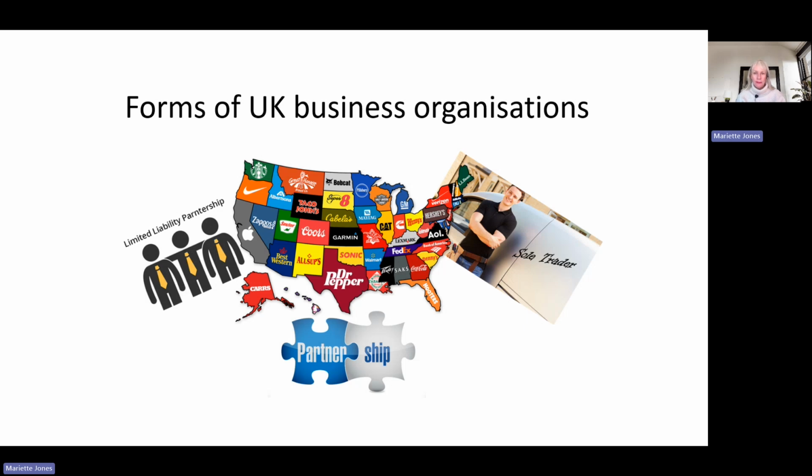By the end, you should have a clear understanding of the various different kinds of business organizations, their advantages and disadvantages, and how they compare with each other. In particular, you'll have a very clear understanding of how partnerships work, their advantages and disadvantages, and how they compare with other business forms such as companies and limited liability partnerships.